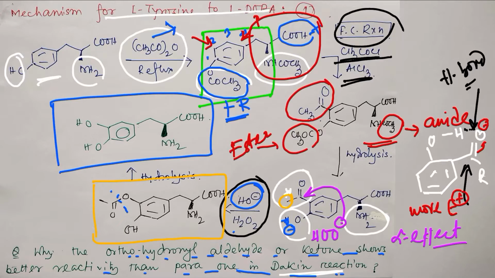And actually for this Dakin oxidation, two rate-determining steps are possible. One is nucleophilic attack of this hydroperoxide on the carbonyl, and second is migratory aptitude. So the first step is favored because of this hydrogen bonding. That's why the ortho-hydroxy derivative shows better reactivity than para. So this is the first way to prepare l-DOPA.